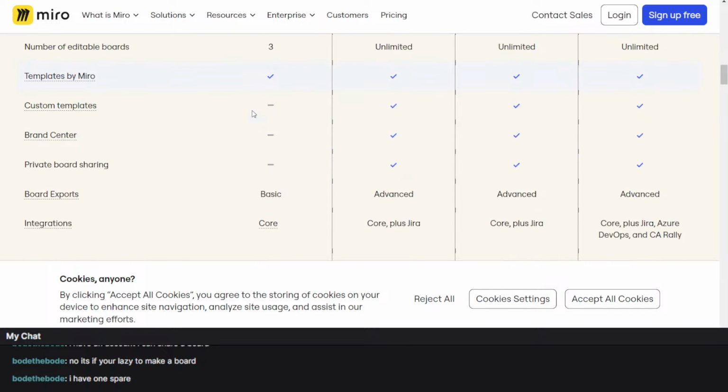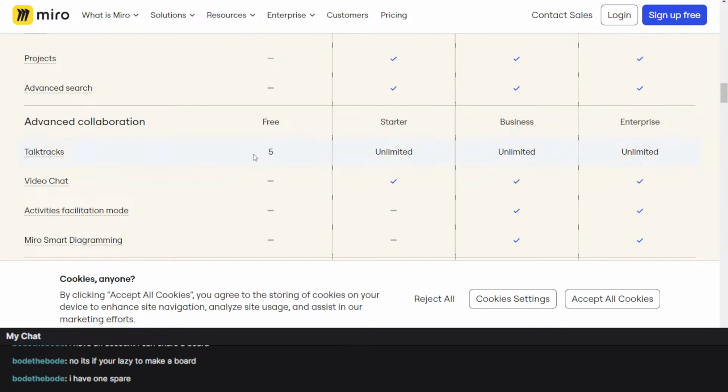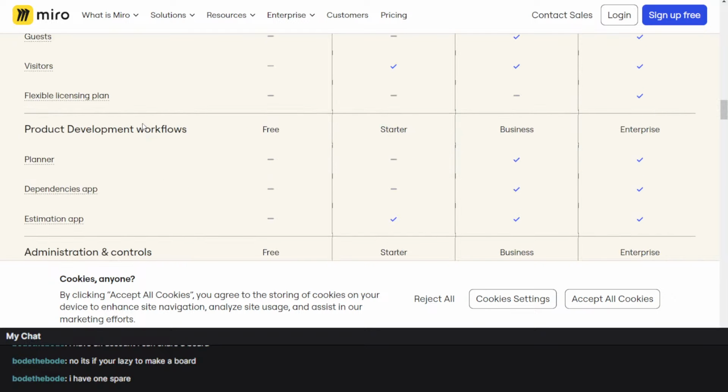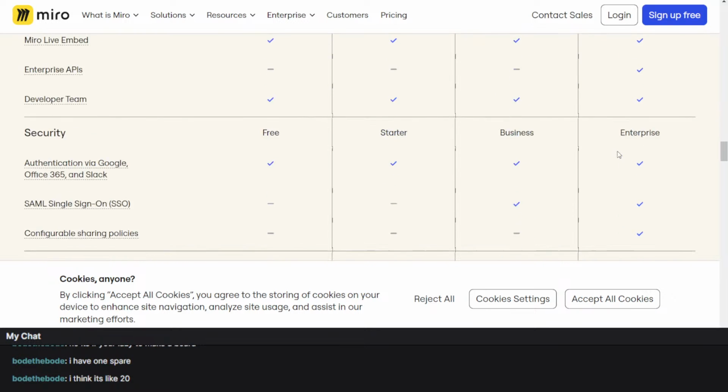But what about the number of people that can actually collaborate at a time? Even if it's capped, you guys can just take turns anyway, so it doesn't even matter, I guess. If you can make a board and I don't have to make an account, we can just try it on yours. Bodefi Bode says I think it's like 20.